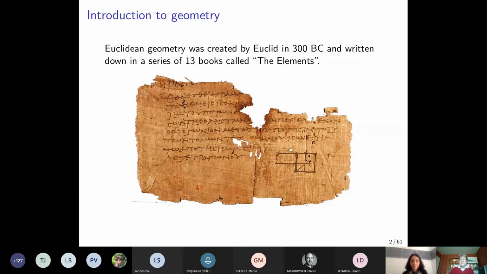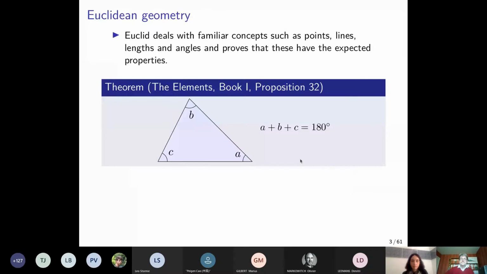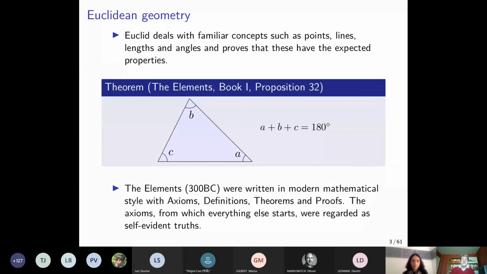The picture you see here is a famous fragment that is dated about 100 AD and which contains the statement of a single proposition. Euclid deals with familiar concepts such as points, lines, lengths, and angles, and proves that these have the expected properties. The Elements were written in modern mathematical style, with axioms, definitions, theorems, and proofs. The axioms, from which everything else starts, were regarded as self-evident truths.